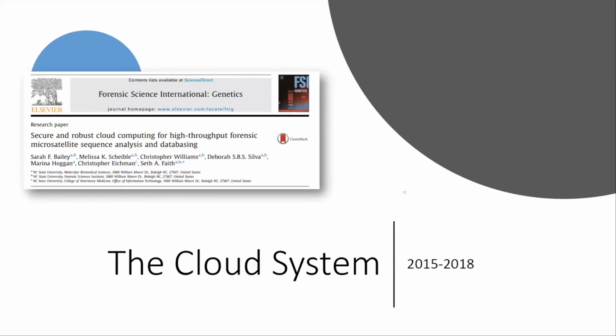Okay, so now we get into where we start to look at the cloud system that we were working on, those more production level. We were fortunate that we received, when I was at NC State, funding from the Department of Justice to look at cloud computing. We'd done enough advertising of this and talking to our friends that I guess someone somewhere thought there was hope that we could go to the cloud for forensic analysis of DNA. So through 2015 through 2018, we worked on this cloud system.